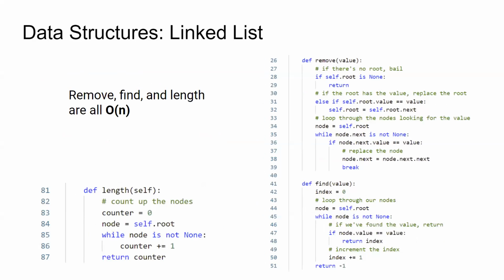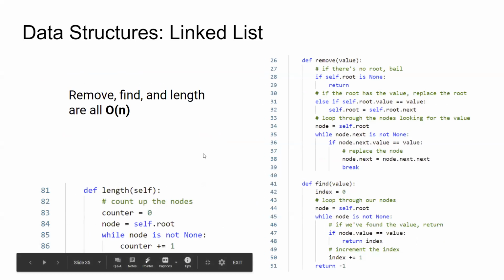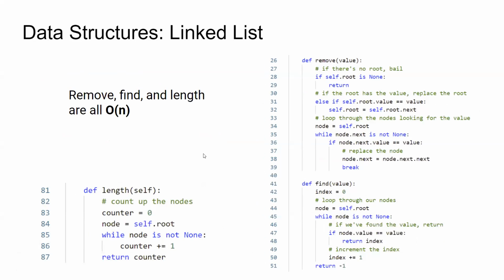And again, these are some more operations on linked lists. Here we're calculating the length, setting a counter to 0. Again, we're starting with a node. We're looping while the node's not none, and we're incrementing a counter. So that'll give us the length.